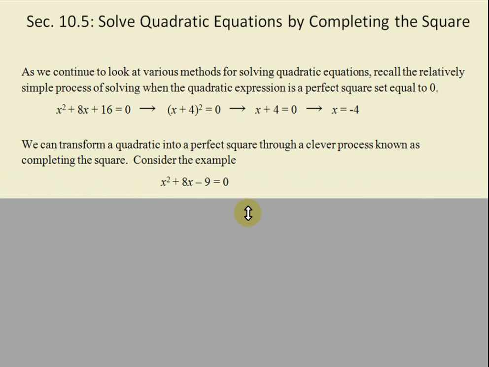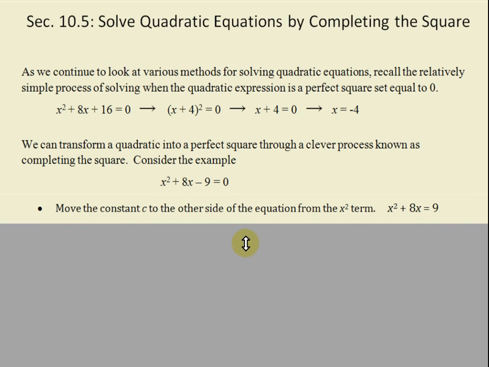What if we had something that was a little bit similar? So we have our x squared, we have our 8x, but instead of adding 16, we're now subtracting 9. So this one is not a perfect square. Now in this particular case, you could actually factor this pretty easily, but for illustration purposes, we want to go ahead and show how to complete the square.